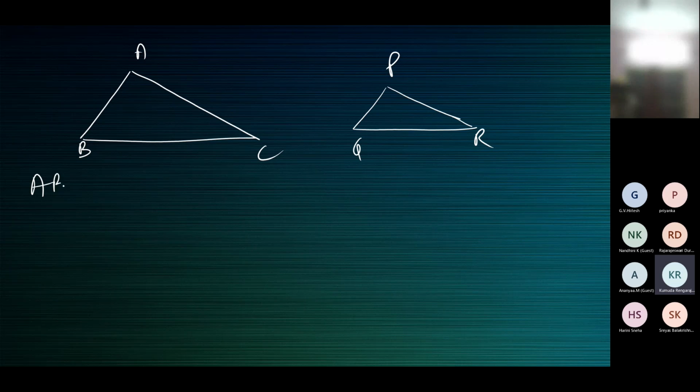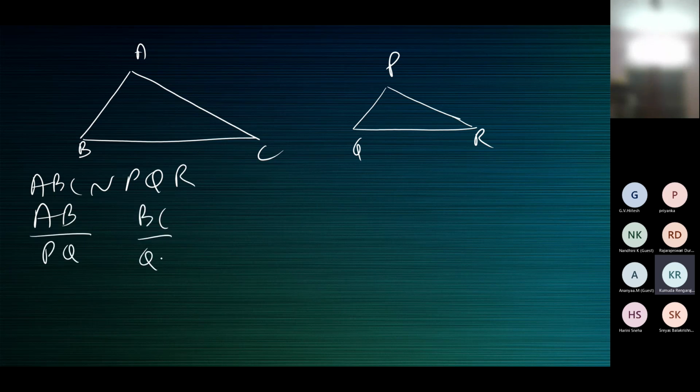So when you take two triangles, ABC, PQR. Now, ABC is similar to PQR is given. So the side AB corresponds to the side PQ, BC corresponds to QR, and AC corresponds to PR.